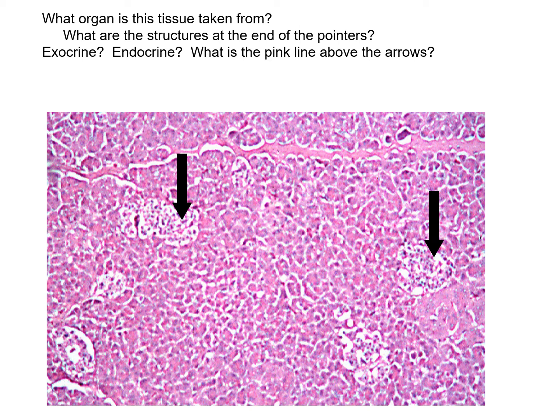This is the pancreas. It is. And is it the islets of Langerhans? The islets of Langerhans are at the end of that solid arrow, yes. And is this an exocrine or endocrine gland? Both. It is both. What is it primarily though? Like 90% of it? Exocrine. Correct. And the pink line that is above the arrow?